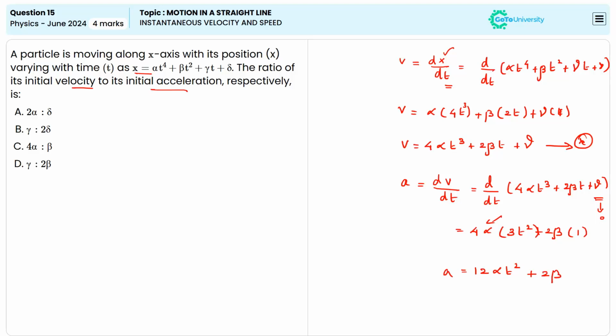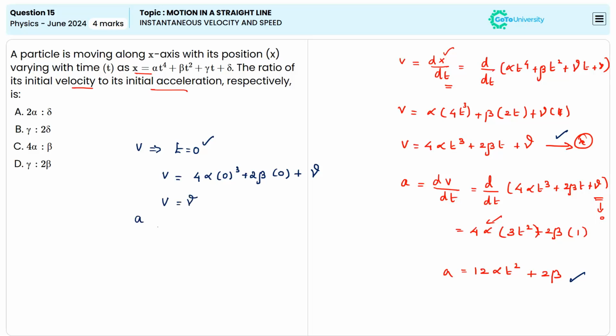So now we have an expression for acceleration and velocity. But here the question is regarding the initial velocity and initial acceleration. Initial velocity is nothing but the velocity when the time is 0. So let us apply t equal to 0 in the expression of v. So v will be equal to 4 alpha 0 power 3 plus 2 beta times 0 plus gamma. So based on that, we can write the initial velocity will be equal to gamma only.